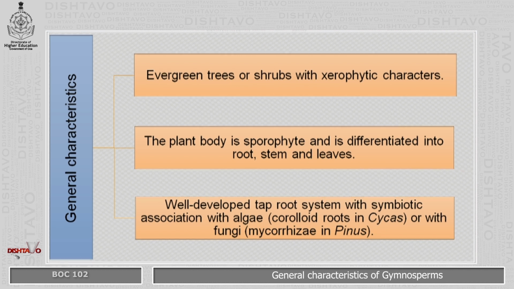The plant body shows a well-developed taproot system with symbiotic association with algae as seen in the coralloid root of Cycas, or with the help of fungal filaments as seen in Pinus. Whenever the symbiotic association is seen with the algae, it helps in nitrogen fixation, and whenever the symbiotic association is with the fungal filament or the mycorrhizae, it increases the surface area for the absorption of water and minerals.